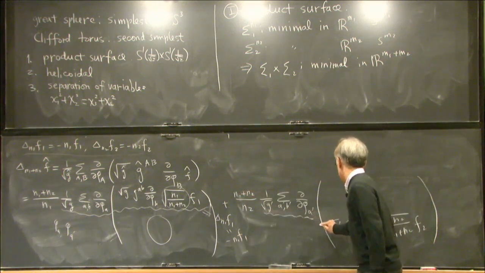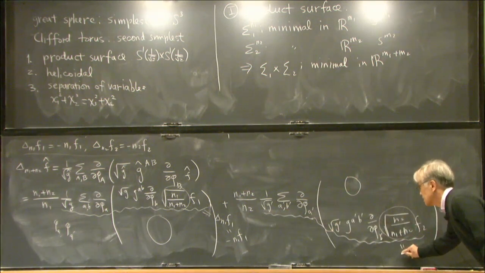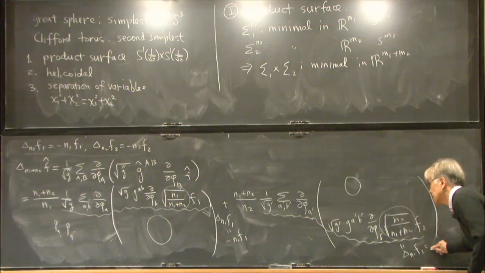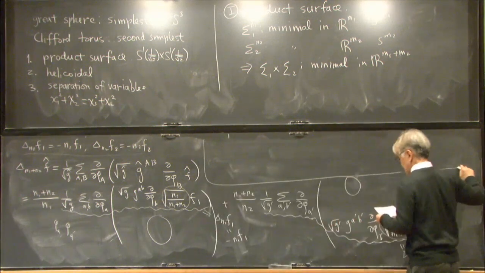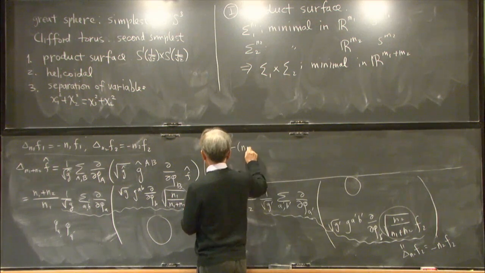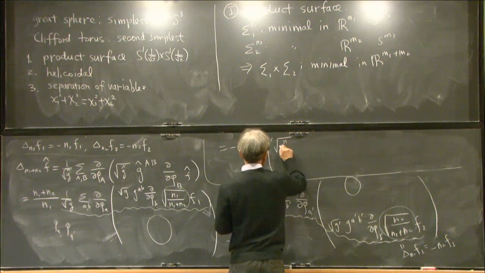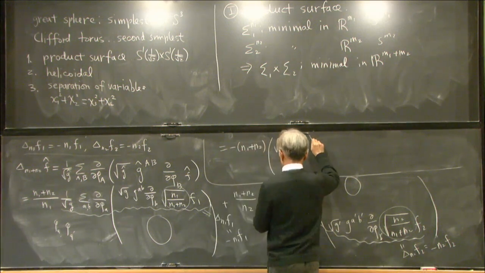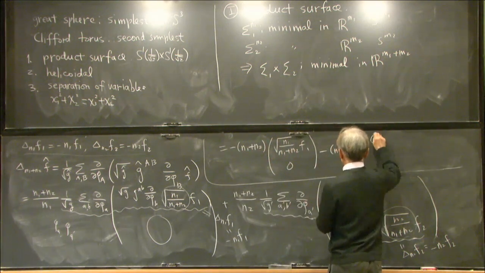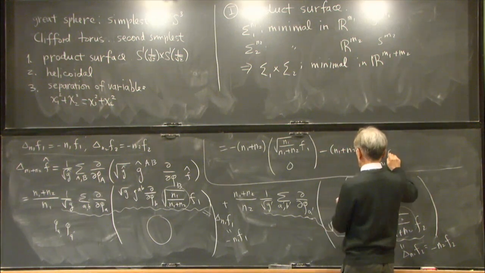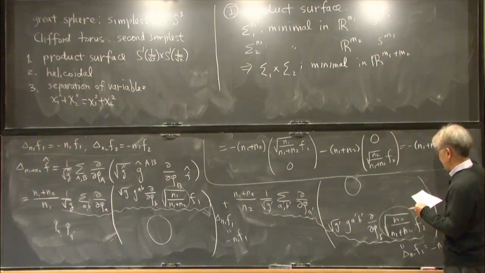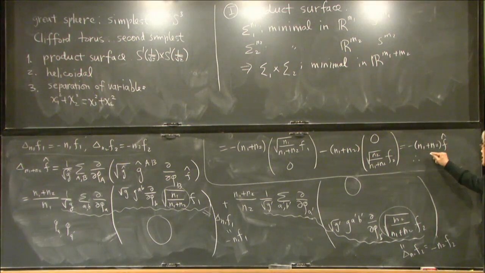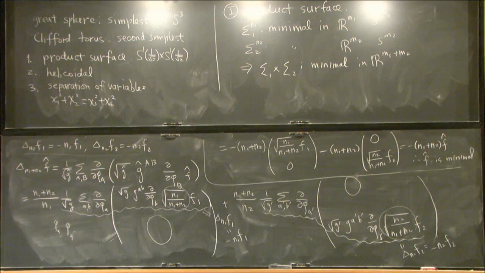Similarly, this, except for this, equals the Laplacian of F2, which equals minus N2 F2. So as a result, we have minus N1 plus N2, and this equals minus N1 plus N2 times F hat. Therefore F hat is a minimal immersion. So the product space is minimal.